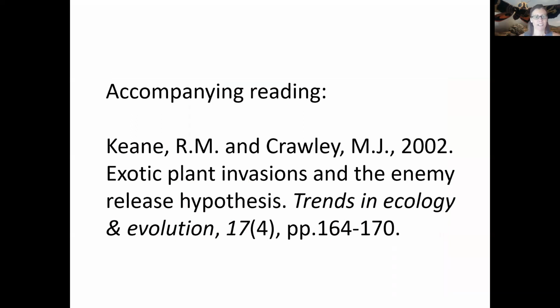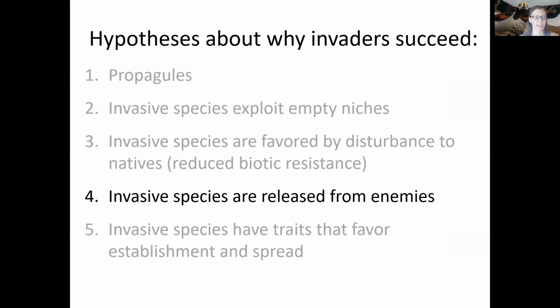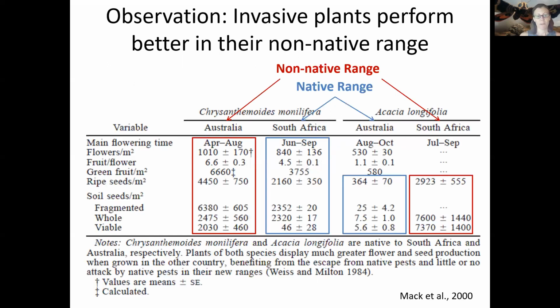Accompanying reading for this lecture is the Keane and Crawley review paper on the enemy release hypothesis. So we'll be talking about that more in class as well. And so we're going to be talking about these hypotheses number 4 and 5 today. So, that invasive species succeed because they're released from their natural enemies, and invasive species might succeed because they have a set of traits that just makes them bigger, faster, stronger, and more able to establish, spread, and outcompete native species. So we'll start with that enemy release hypothesis.